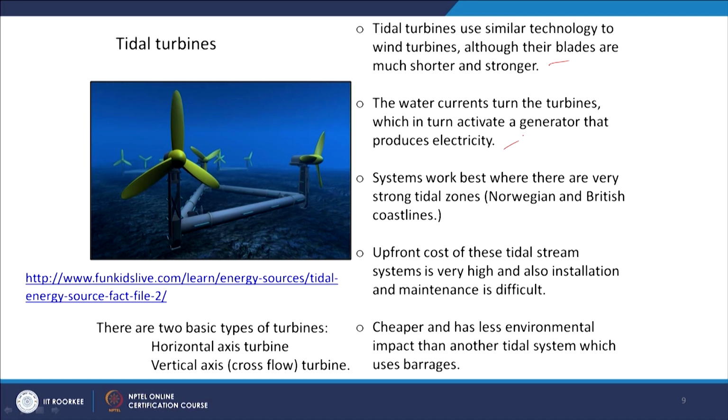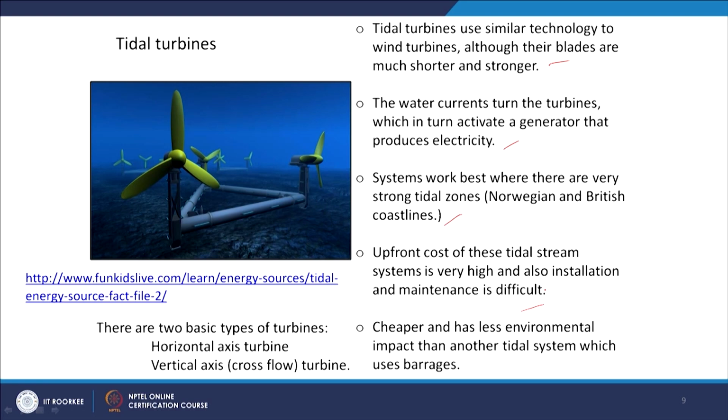wind energy production. Systems work best where there are very strong tidal zones, obviously, and the upfront cost of these tidal stream systems is very high, and also installation and maintenance is difficult.